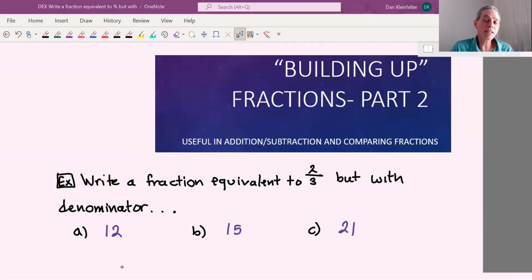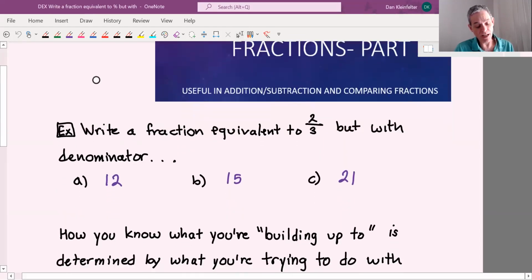Welcome back, everybody. In this video, we're continuing our look at building up fractions. As a reminder, the reason why we would do this is to help us with things like adding fractions later and also comparing fractions to decide which of two fractions may be larger. So I want to get started with an example.